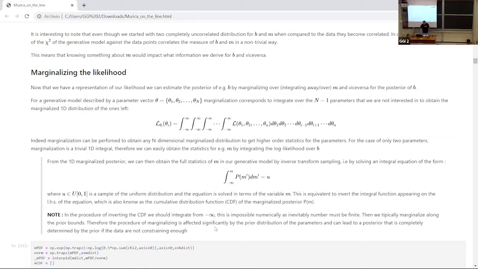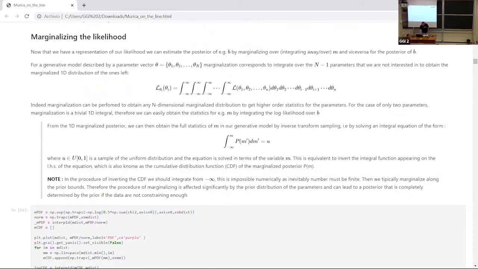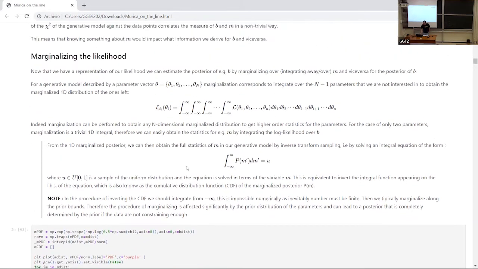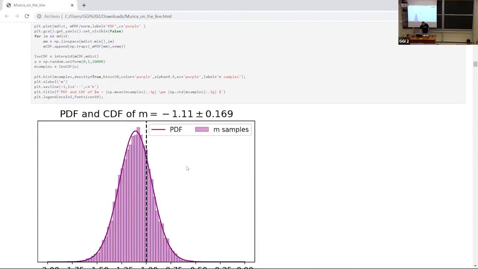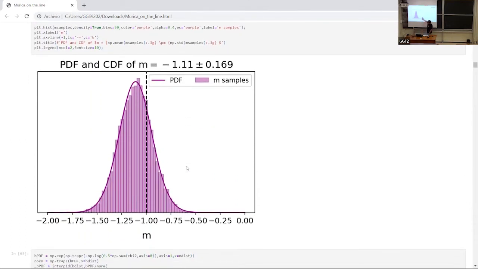And we can do it. For two parameters, this is trivial, of course, because we have only two parameters, so it's a one-dimensional integral. But in principle, you can easily generalize it to an n-dimensional parameter space. The result of this gives us the distribution of M, which is this one.